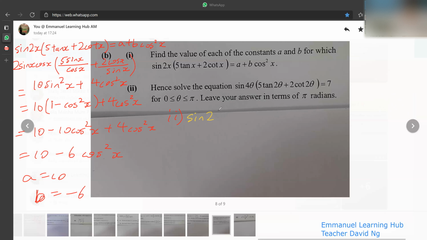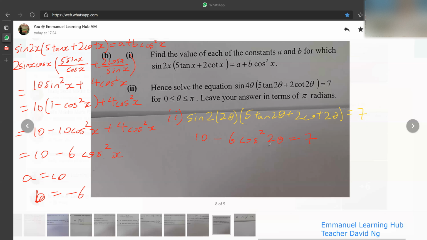Sine 4 theta is sine 2 theta, 5 tangent 2 theta plus 2 cotangent 2 theta. Imagine your 2 theta is your x. Your 2 theta is your x. So isn't this sine 2x (5 tangent x plus 2 cotangent x)? Yes. So you can simplify it as 10 minus 6 cos square 2 theta, equal to 7.